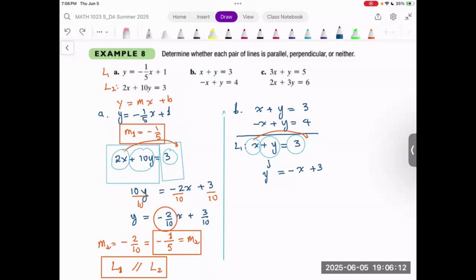Okay, so can you determine the slope here? M1 is, what's the number next to this? Nope, it is 1, next to the x is 1. So m is equal to negative 1. M1 is negative 1. That's the first slope.